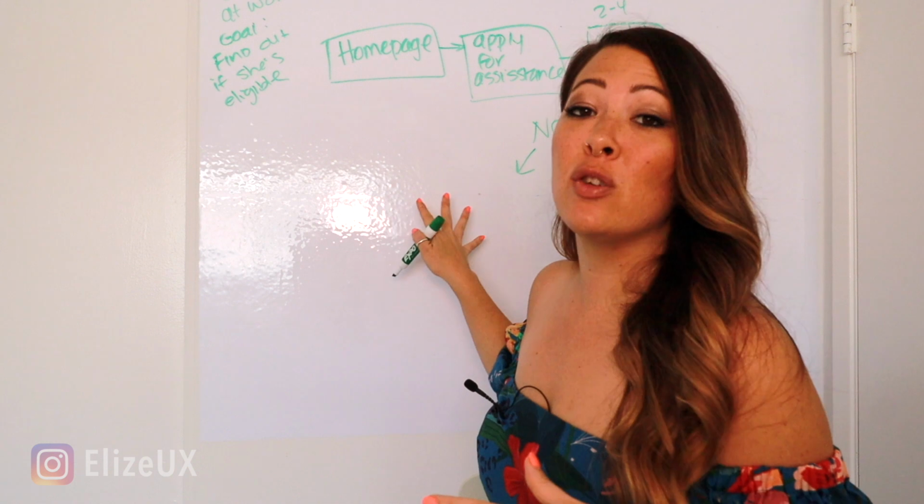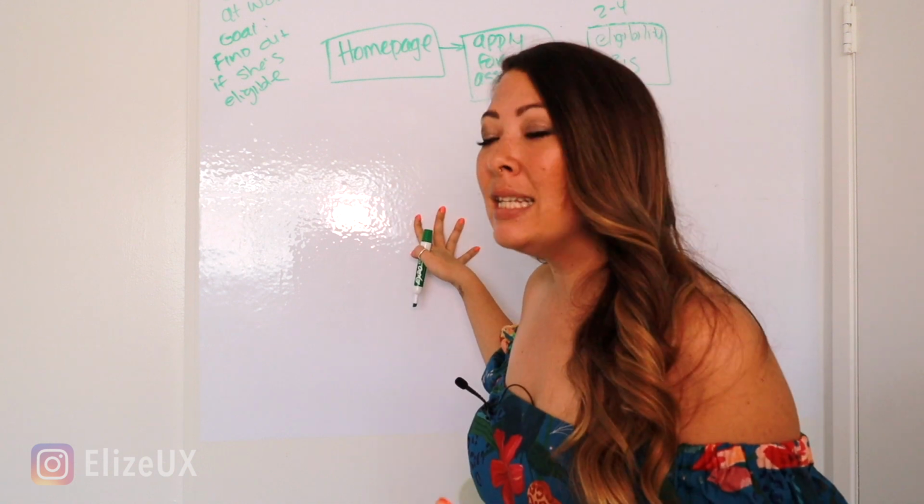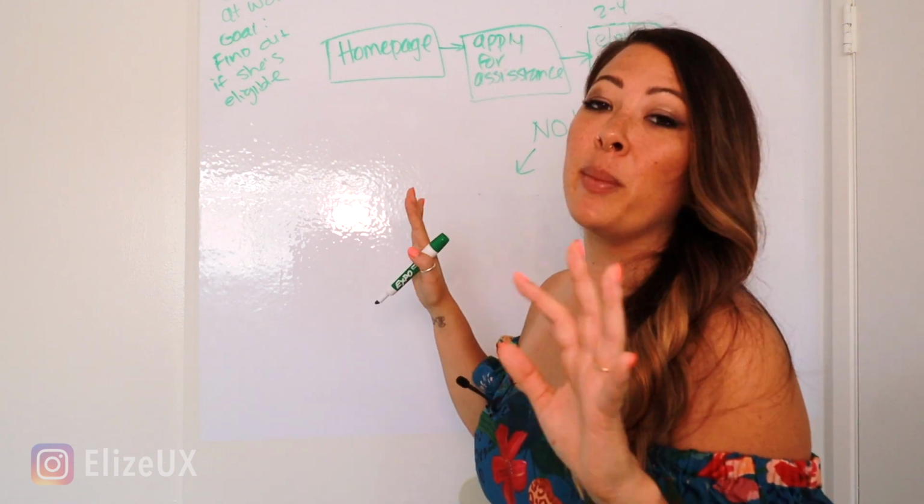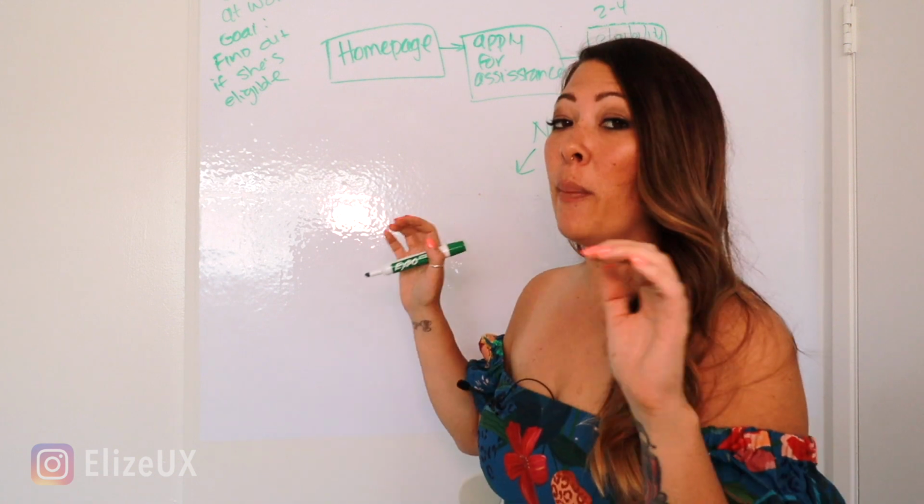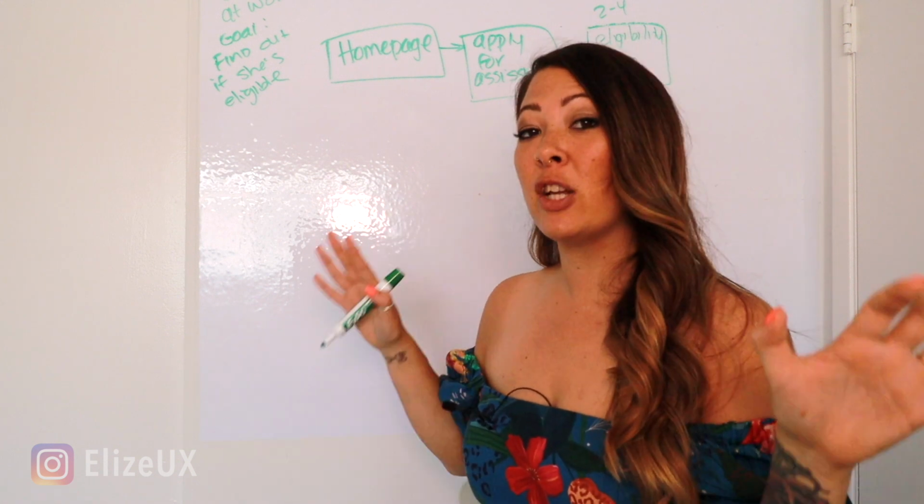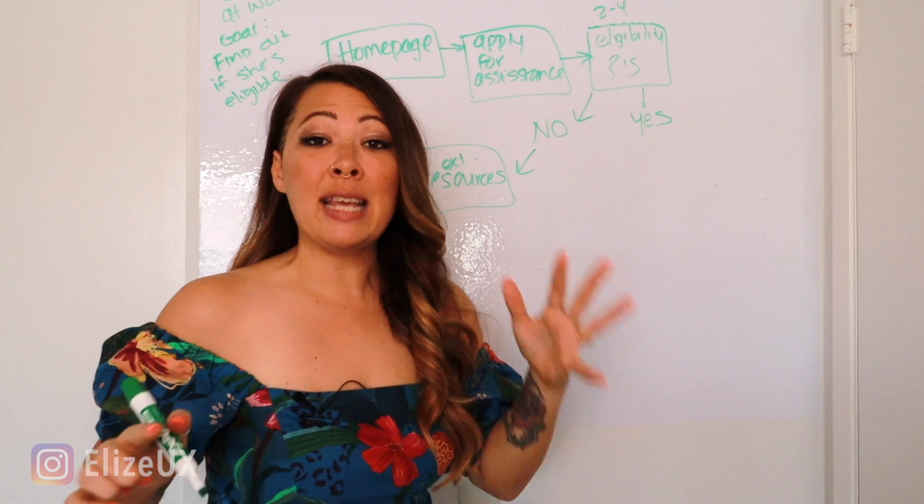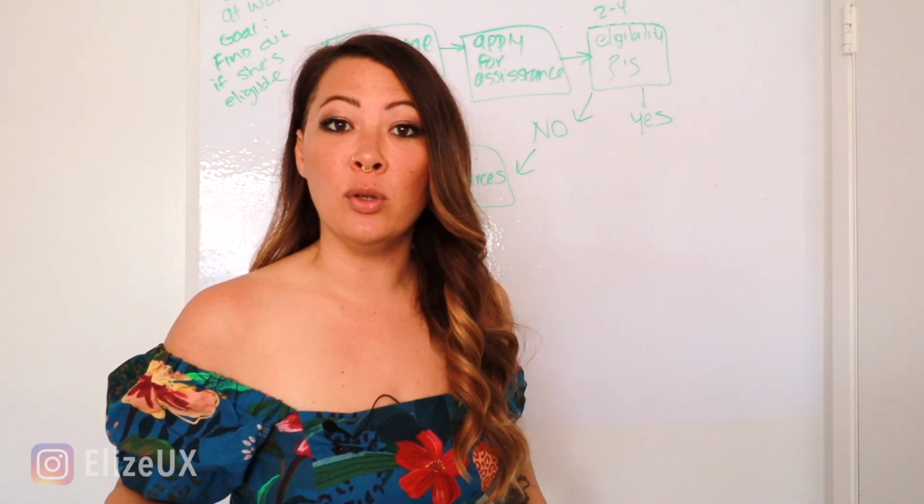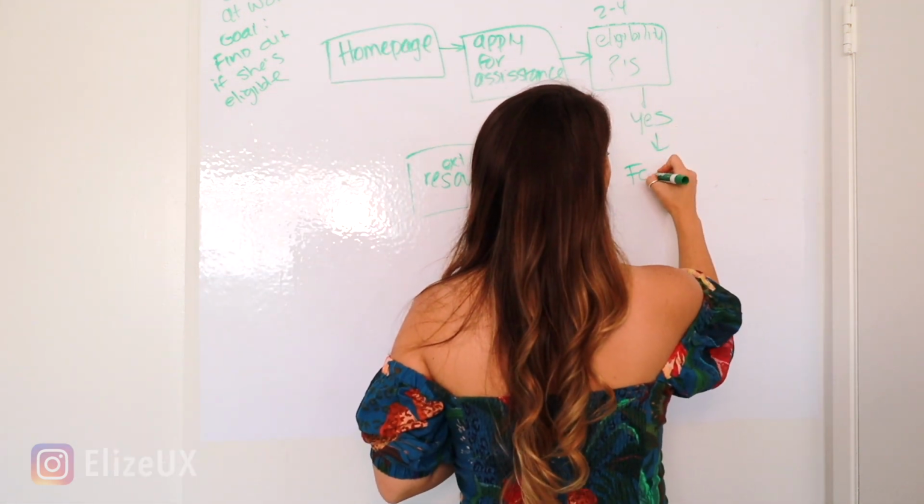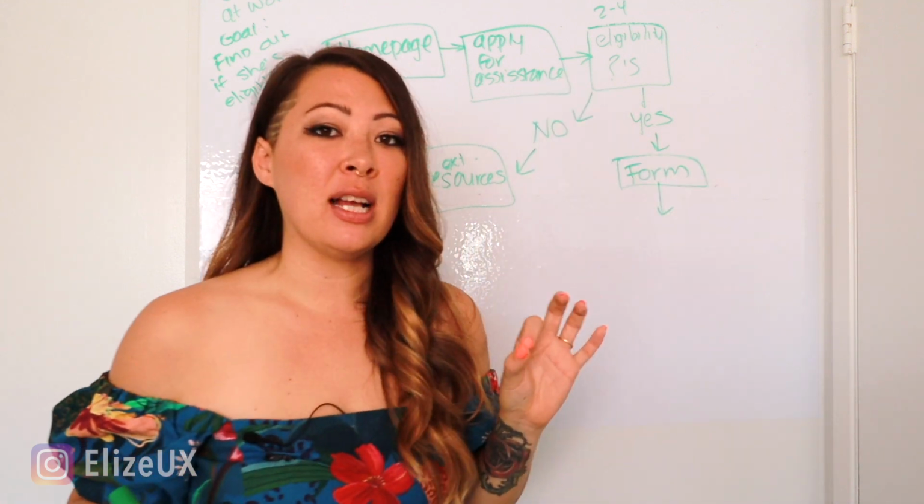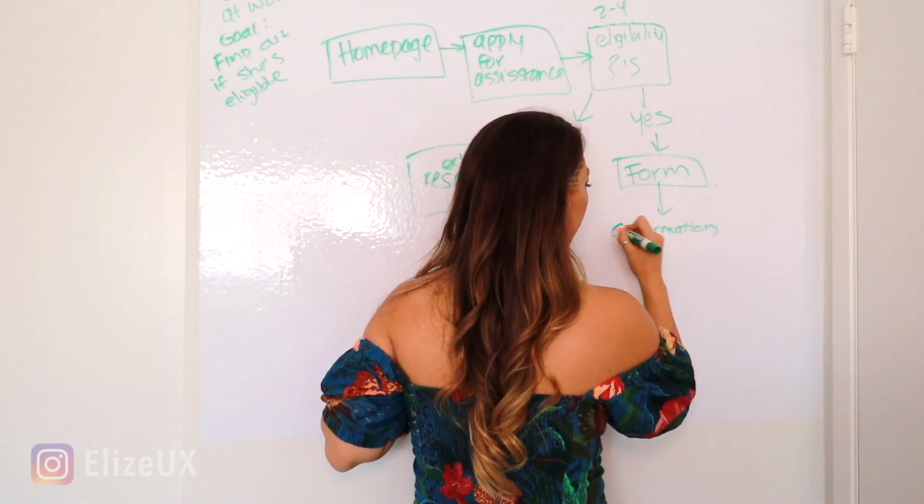Well, something that we can do is maybe offer them other resources to other government assistance organizations, maybe some other companies that we're aware of that do similar things. Now, if it's yes, you are potentially eligible, well, let's have her fill out that form. After she fills out the form, she's going to get a confirmation.